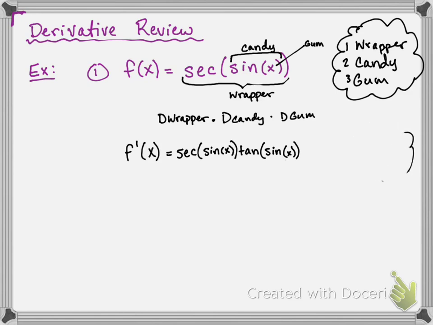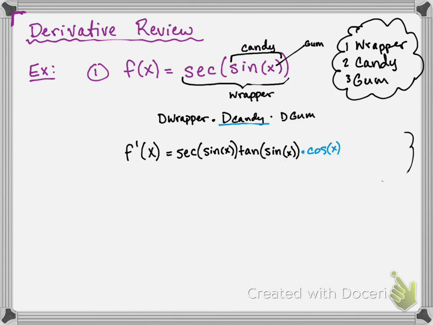Now, I'm going to go another color here. Let's go blue. So I'm going to do the candy in blue. So we're multiplying this by the derivative of the candy. So the candy is sine x. So what's the derivative of sine? Cosine x. So cosine, again, of the same stuff that's inside.